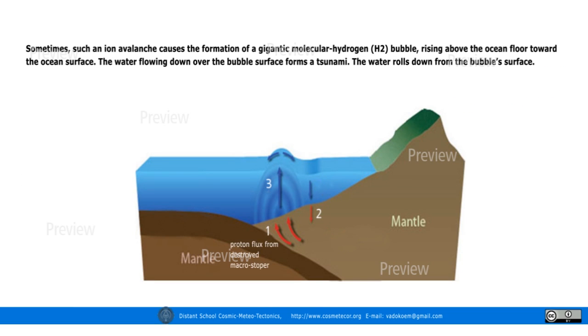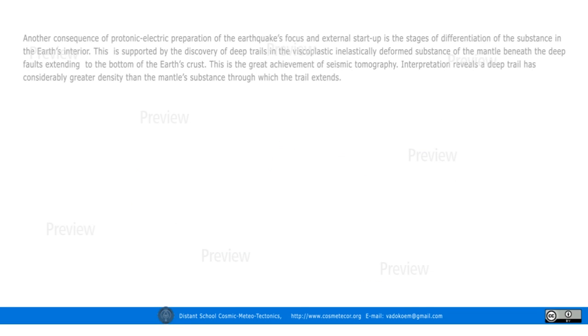Sometimes such an iron avalanche causes the formation of a gigantic molecular hydrogen, or H2, bubble rising above the ocean floor towards the ocean's surface. The water flowing down over the bubble's surface forms a tsunami. The water rolls down from the bubble's surface.